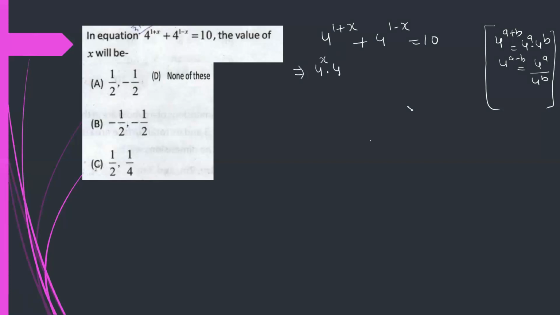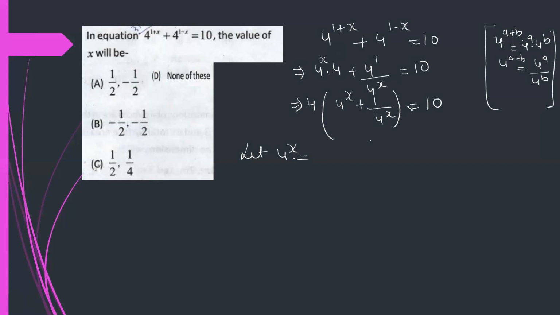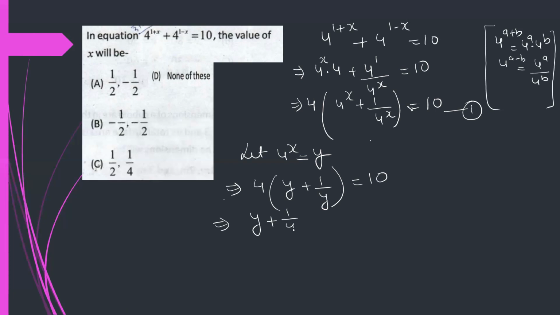plus 4 to the power 1 over 4 to the power x equals 10, which can further be written by taking 4 common. We get 4 times 4 to the power x plus 1 over 4 to the power x equals 10. Now, let 4 to the power x be equal to y. So your equation number 1 will be 4 into y plus 1 over y equals 10. Further, it can be written as y plus 1 over y equals 10 by 4.